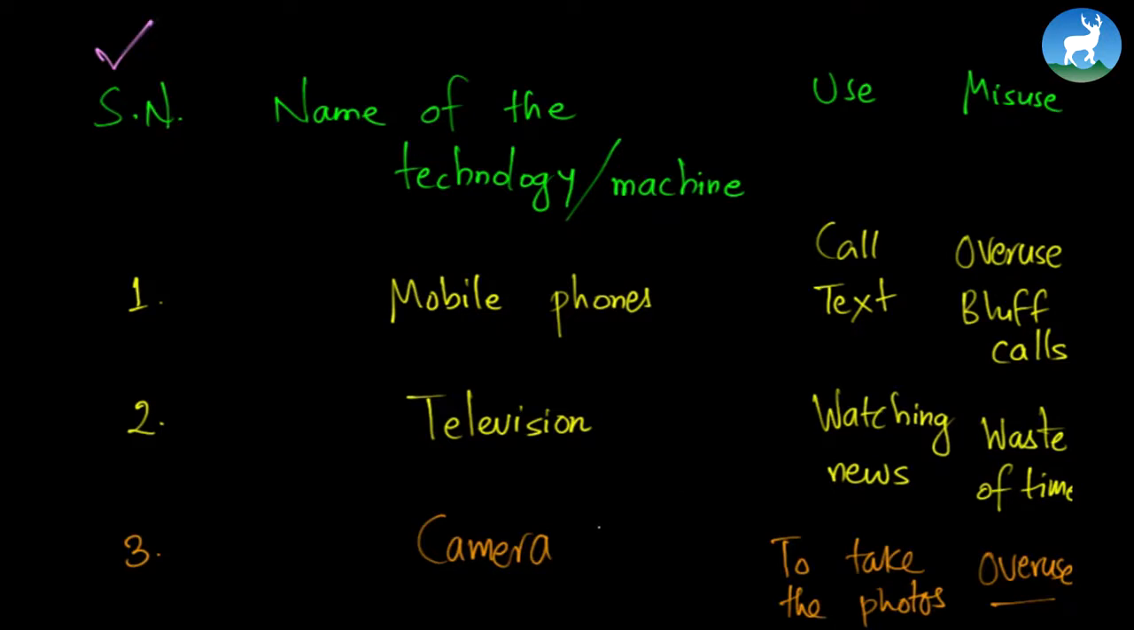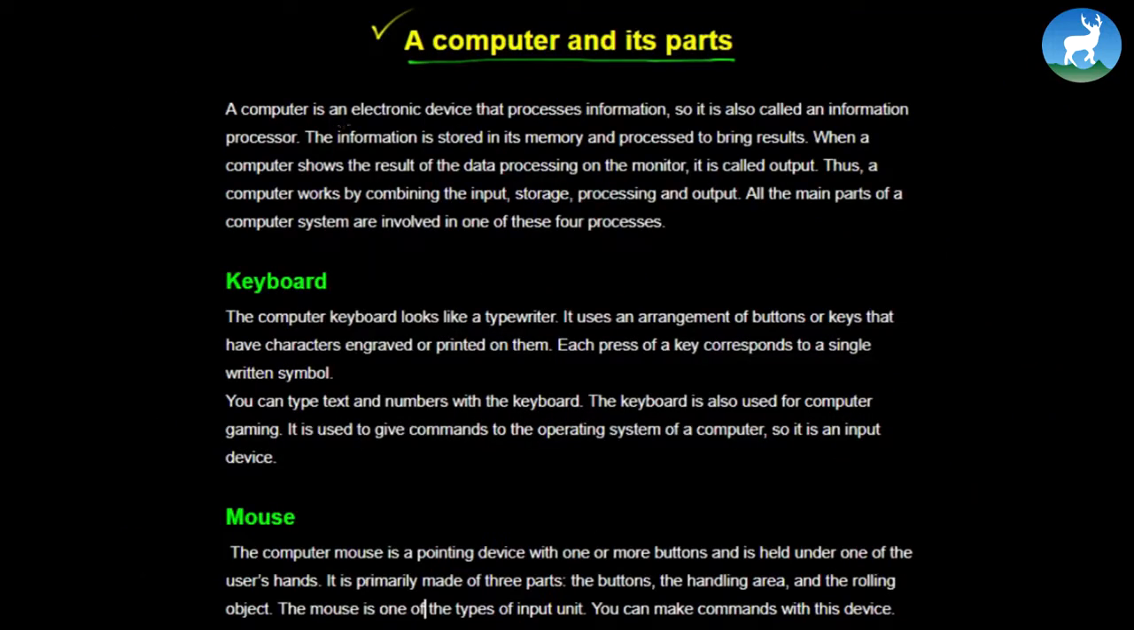Let's go and really read the paragraph. A computer is an electronic device that processes information, so it is also an information processor. The information is stored in its memory and processed to bring results. When a computer shows the result of data processing on the monitor, it is called output. Thus, a computer works by combining input, storage, processing, and output. All the main parts of a computer system are involved in one of these 4 processes.